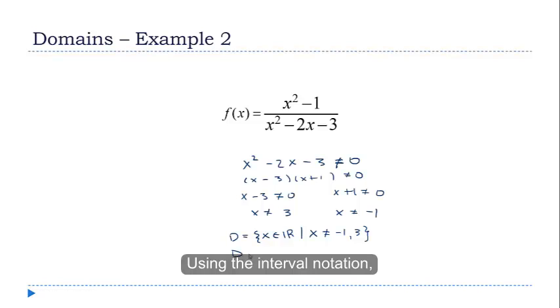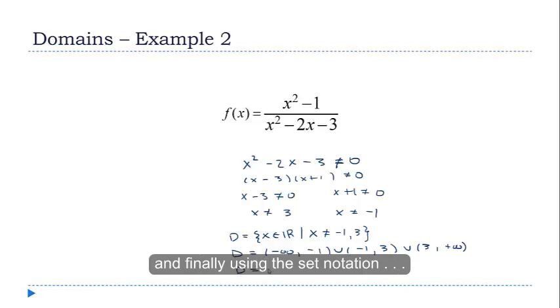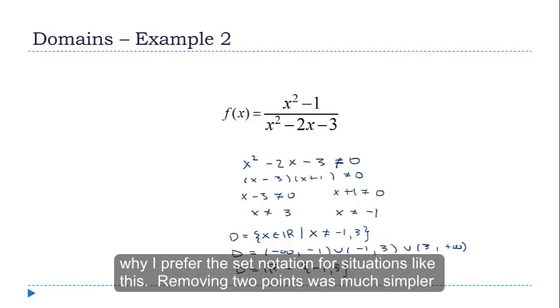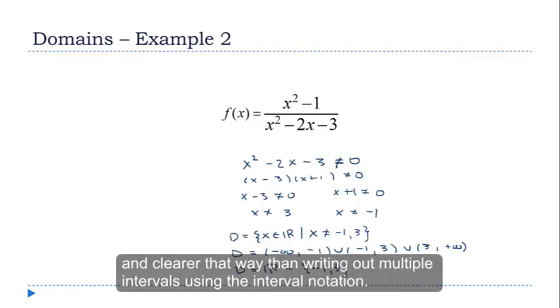Using the interval notation, we would have this. And finally, using the set notation. Now, you can see, I think, even more here, why I prefer the set notation for situations like this. Removing 2 points was much simpler and clearer that way than writing out multiple intervals like you have to do using the interval notation.